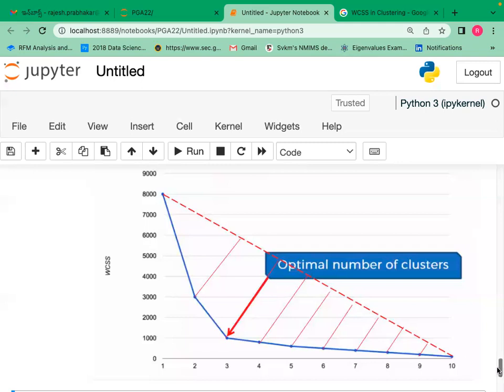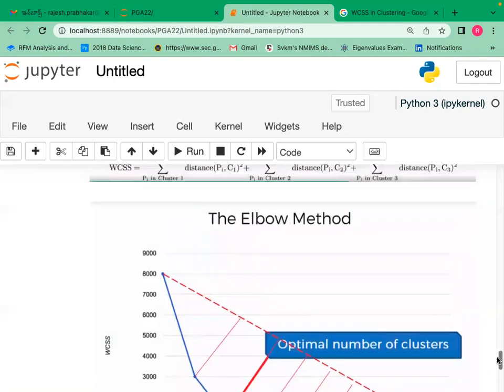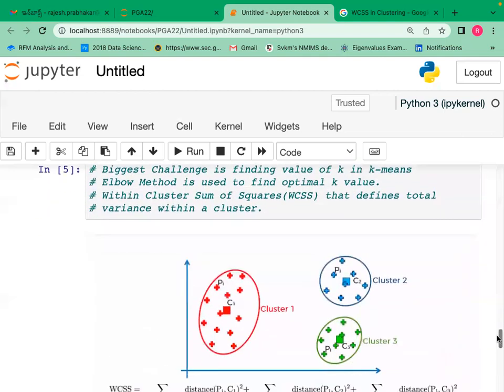The y-axis is your WCSS and the x-axis is your clusters. Cluster 1, what is the WCSS? Cluster 2, WCSS. Cluster 3, WCSS. And then you plot it as an elbow plot, and you will get the optimal number of clusters. This is the best way of finding the correct value of K. If you want to find the correct value of K, the only method is the WCSS method or elbow plot method.